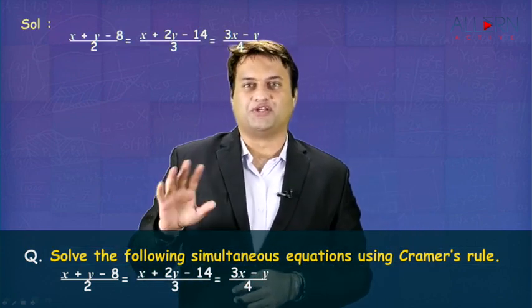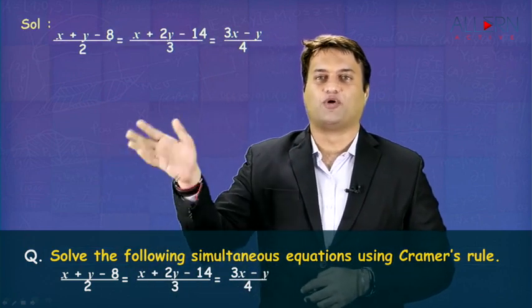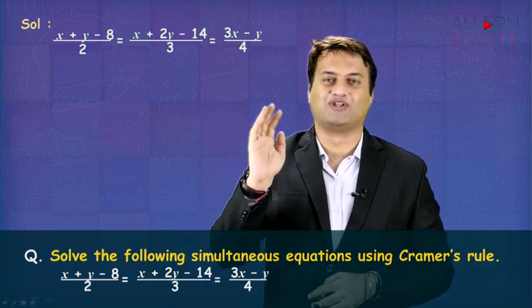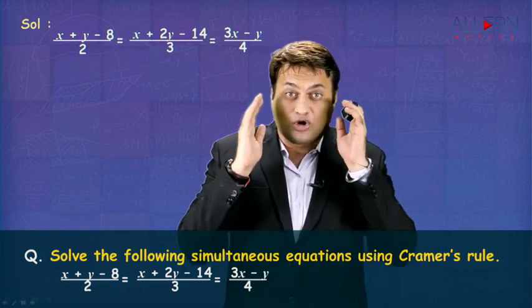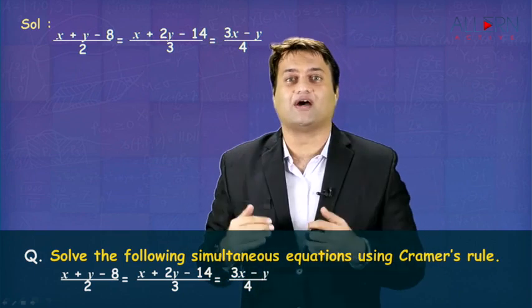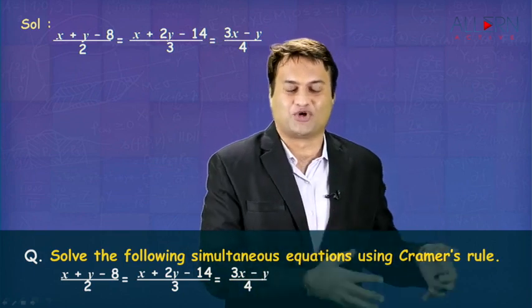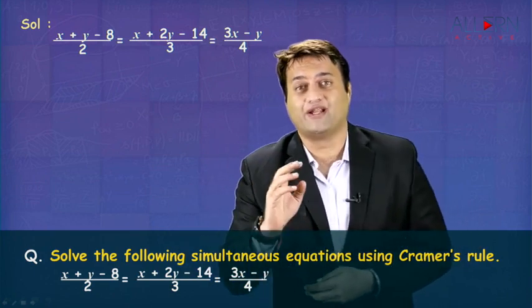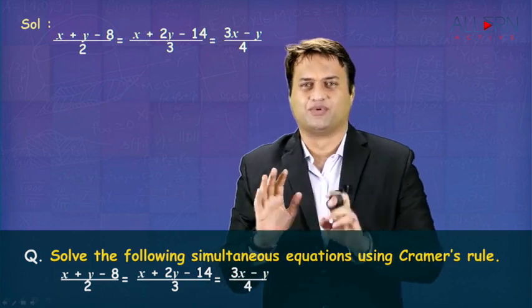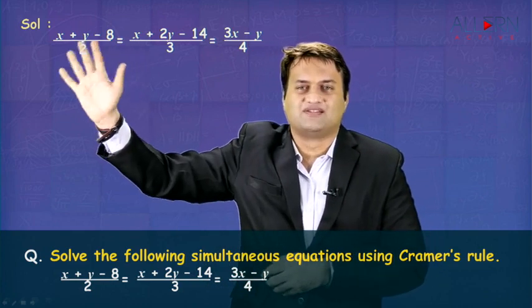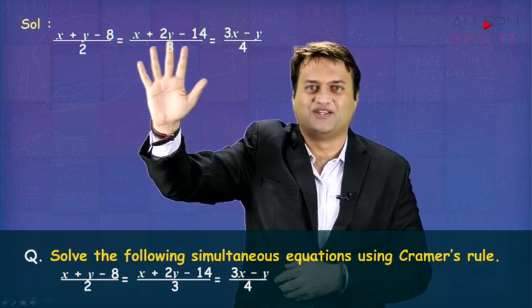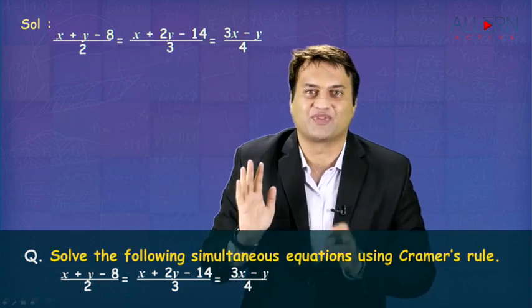Now the three ratios are (x + y - 8)/2 is equal to (x + 2y - 14)/3 is equal to (3x - y)/4. Now our objective is to get two equations so that we can solve them using Cramer's rule and get the values of x and y. Now how do we get those two equations? It is very simple. See, this is of the type: the A ratio is equal to the B ratio is equal to the C ratio, right?